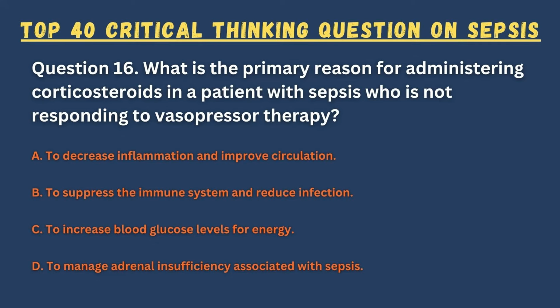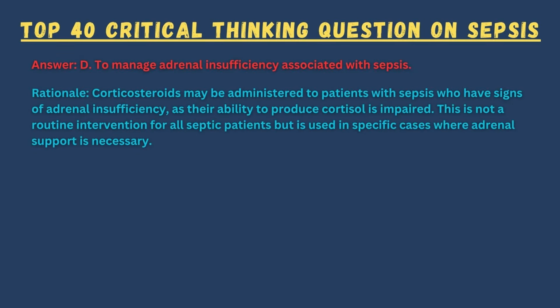A. To decrease inflammation and improve circulation. B. To suppress the immune system and reduce infection. C. To increase blood glucose levels for energy. D. To manage adrenal insufficiency associated with sepsis. Answer: D. To manage adrenal insufficiency associated with sepsis.